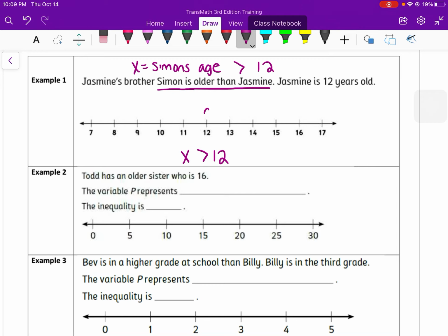Which means we would graph it with an open circle because Simon is not 12. He could be 12 and a half. He could be 13, 14, 15, 17. He could be 20. So he could be any of these ages to the right. All we know based on this information is that he is older than 12.